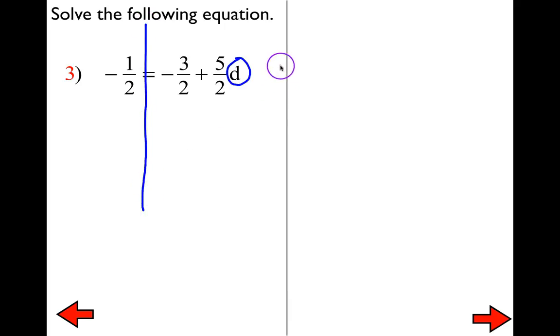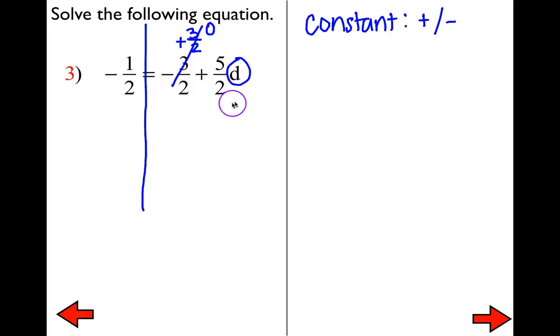So nothing's changed really. I'm going to go around the same steps, except now, instead of focusing on the left, I'm focusing on the right. You're going to get rid of your constant first, and that means you're going to be undoing addition or subtraction. So my constant once more is my term without a variable. So I'm focusing on -3/2. So in order to undo subtracting 3/2, I'm going to add 3/2. These are additive inverses, leaving me with a 0. And 0 plus 5/2 d is just 5/2 d.